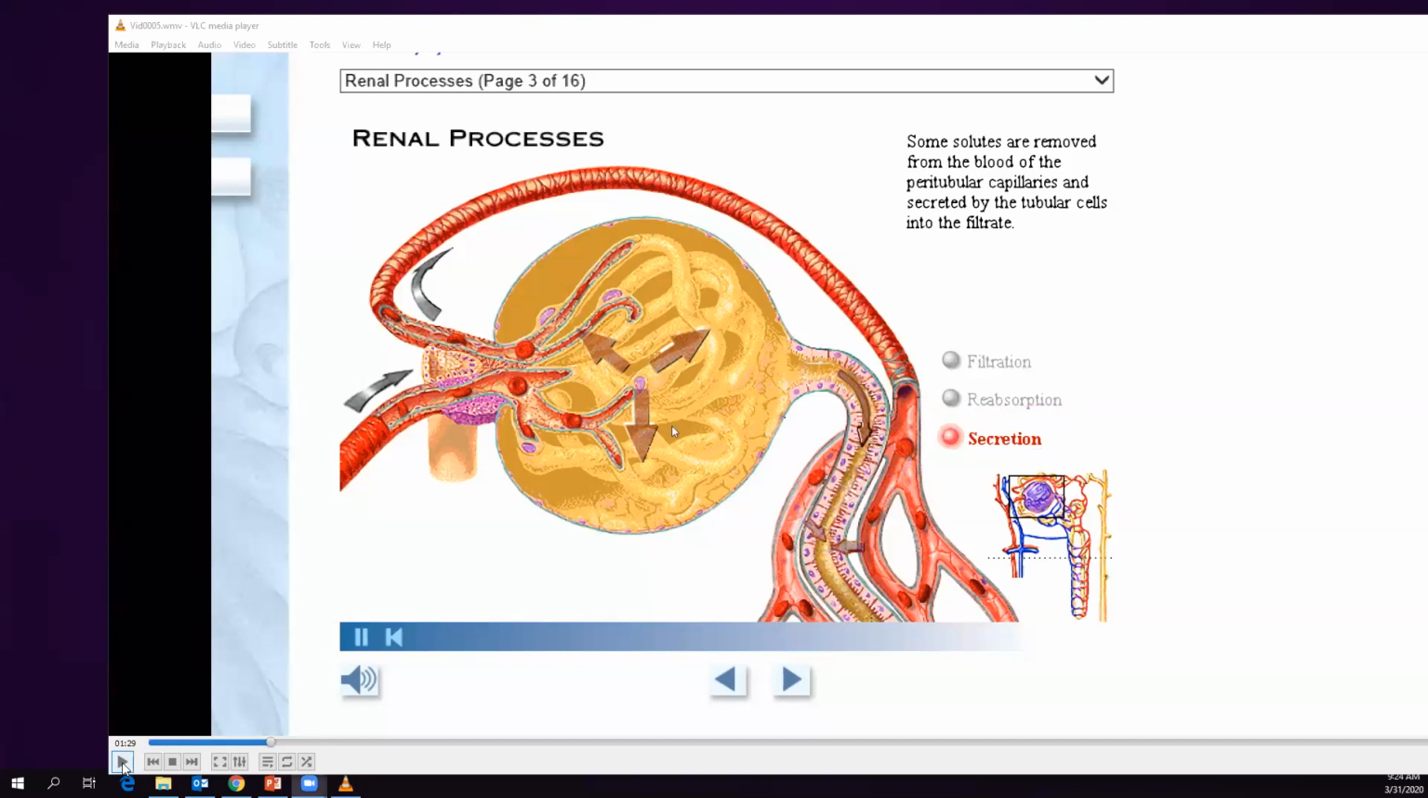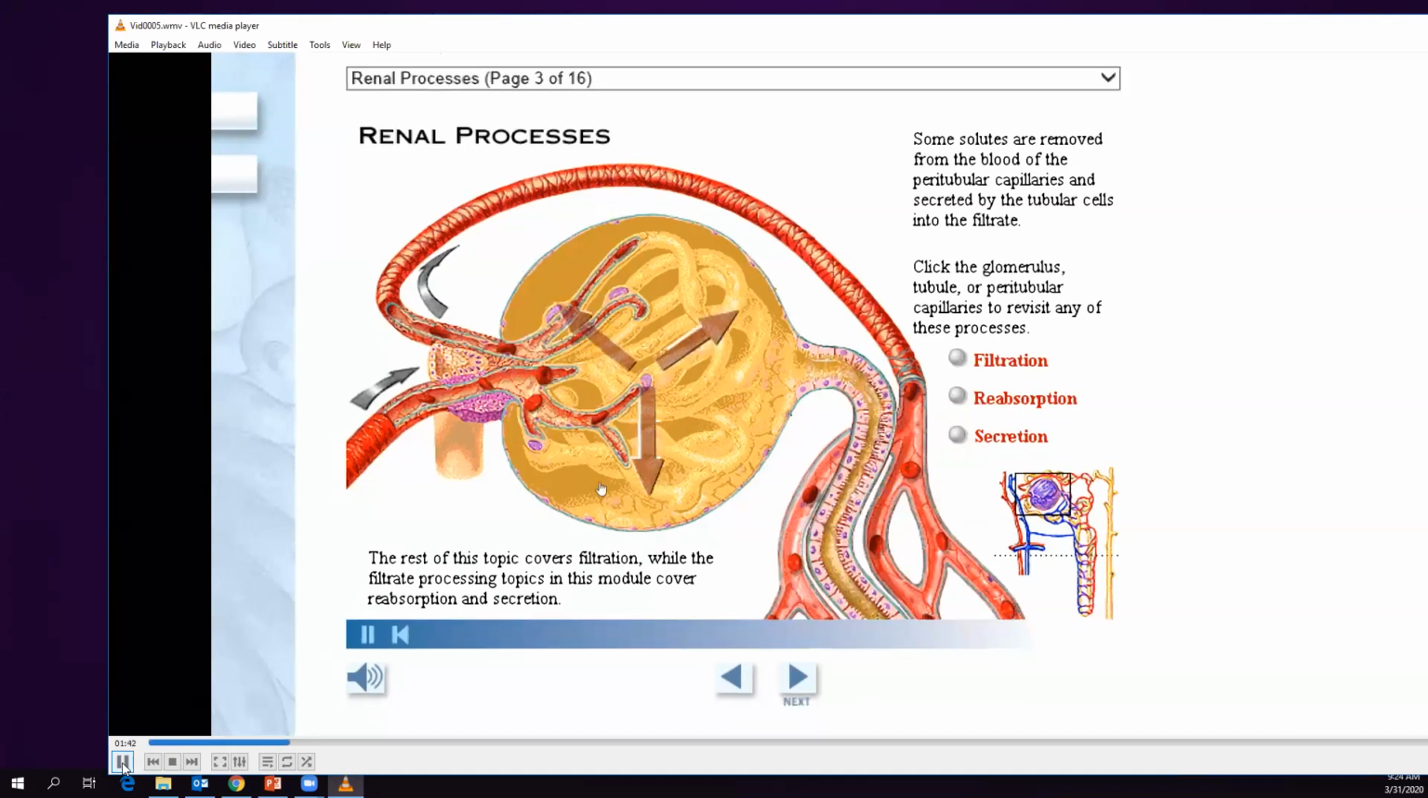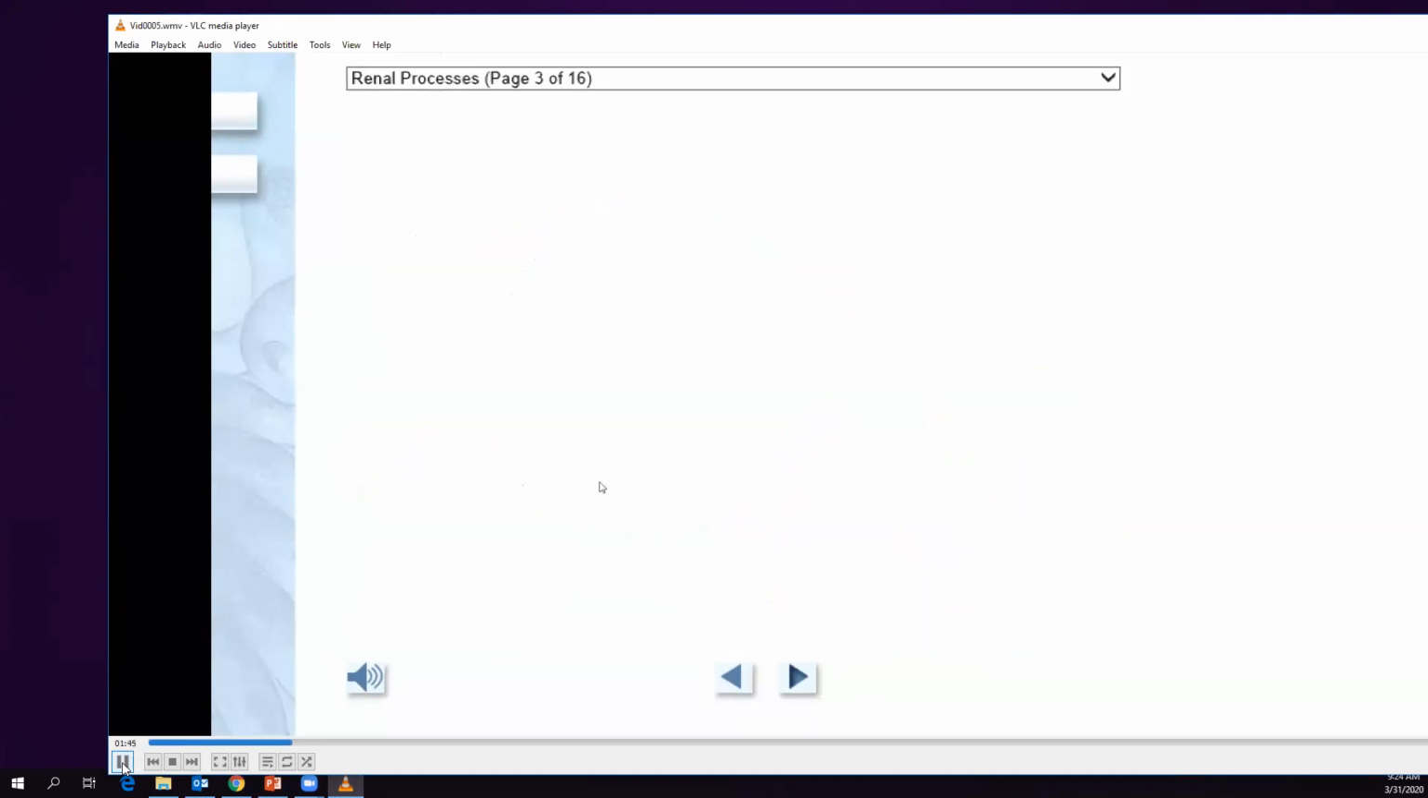All right. The rest of this topic covers filtration, while the filtrate processing topics in this module will cover reabsorption and secretion. Click the glomerulus, tubule, or peritubular capillaries to revisit any of these processes.